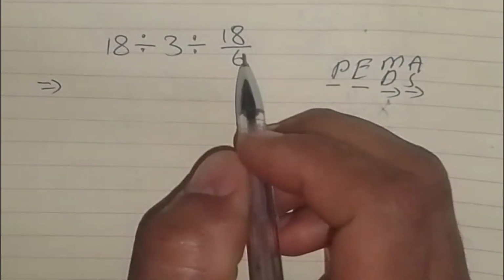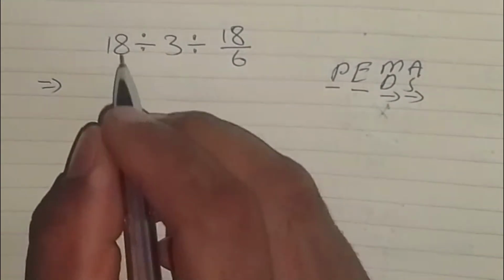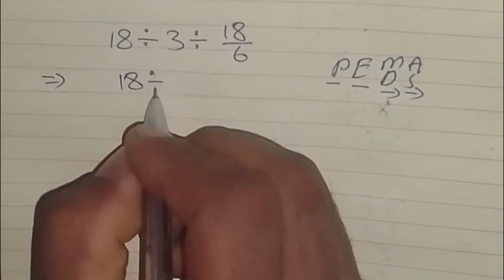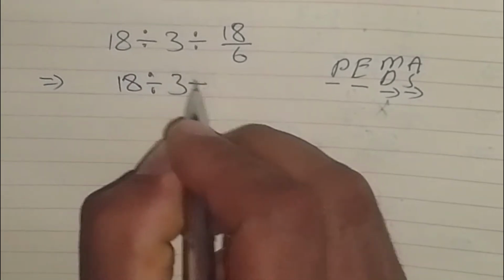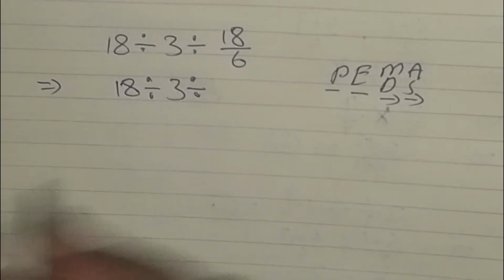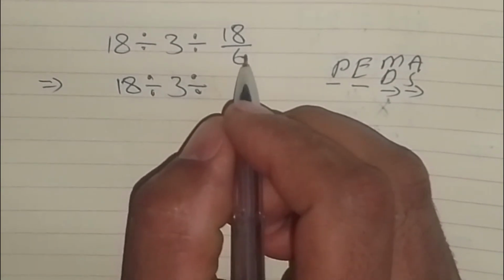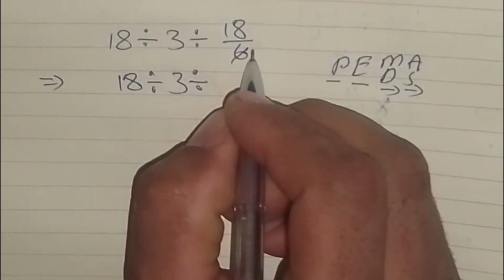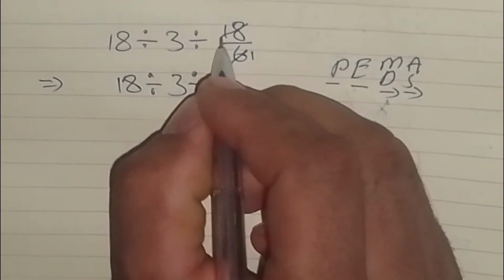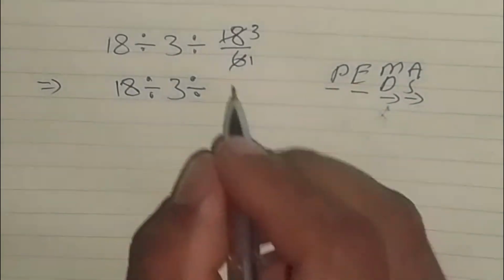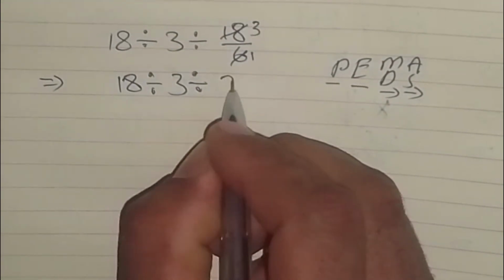Now first of all we simplify the fraction. 18 divided by 3 divided by, so 18 over 6 gives us 6 ones are 6 and 6 threes are 18, so they give us 3.